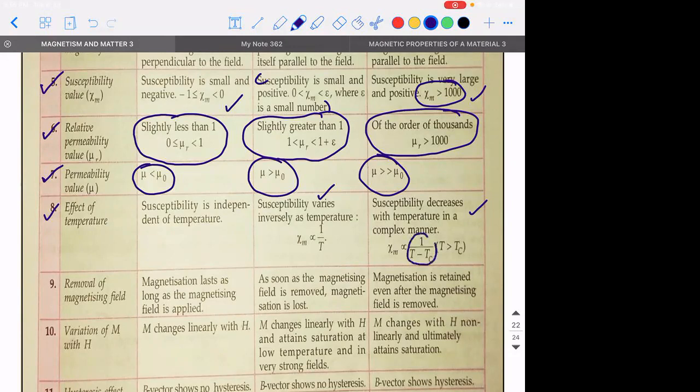It decreases as a function of T minus Tc, where T is the temperature and Tc is called the Curie temperature. Curie temperature is the temperature at which, I repeat, the material will get completely demagnetized. Means you start heating a ferromagnetic substance, there will be a particular temperature at which the material will lose its magnetic properties completely. That is called the Curie temperature.